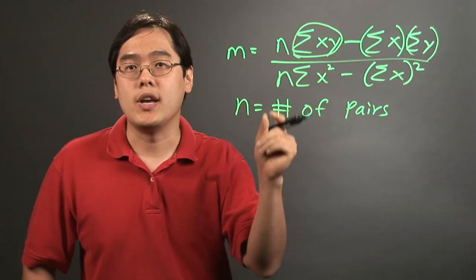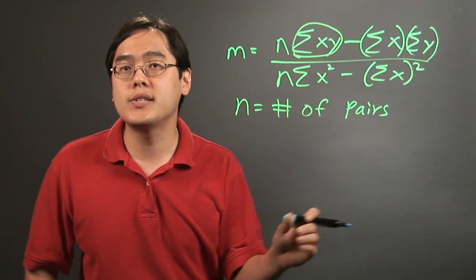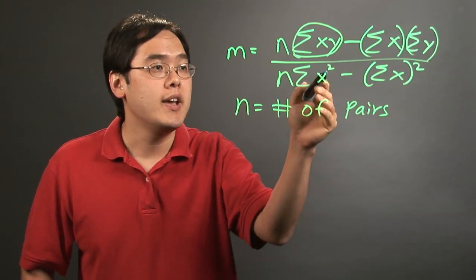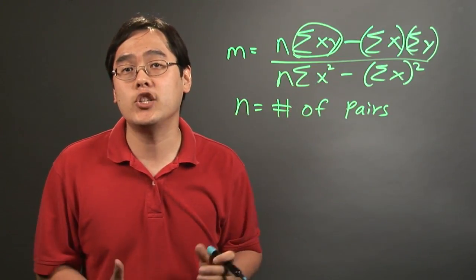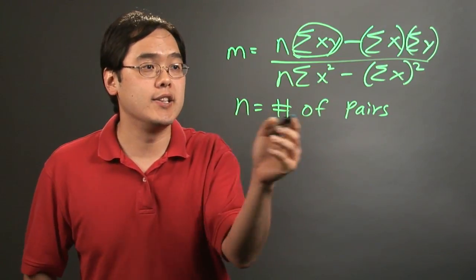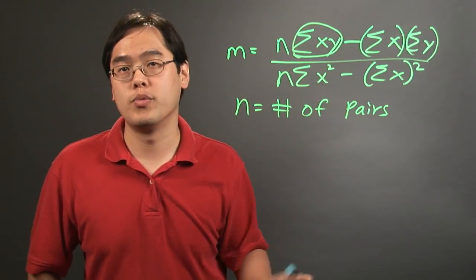So at the end of the day, what you're really doing here is creating a bunch of columns. Add all your x's, add all your y's, multiply them when necessary, and create a separate column for the x squareds. At the end of the day, it's just really a lot of number crunching, and you'll have your slope at the very end.